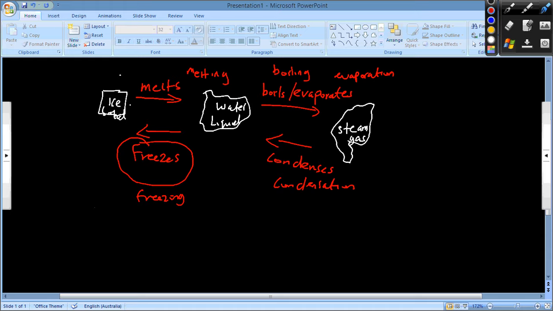Now, when a liquid converts to a gas, we say it evaporates or it boils. We need to understand the differences between boiling and evaporation. Evaporation occurs when particles leave the surface of a liquid, and the particles spread out to form a gas. Evaporation can happen at any temperature. It doesn't have a fixed temperature.